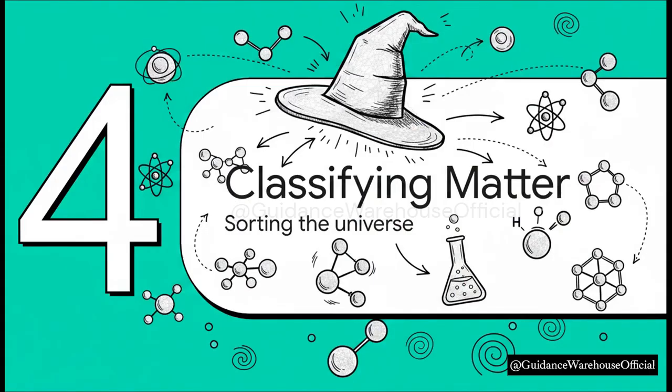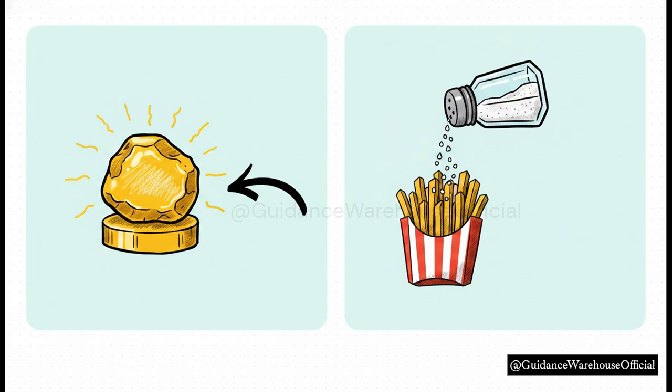All right, home stretch. Section 4, classifying types of matter. How chemists sort the universe. At the highest level, we have pure substances, which break down into elements and compounds. Elements are the purest of the pure. They literally cannot be broken down any further. Think gold or oxygen. Compounds, on the flip side, are pure substances made of two or more elements chemically combined.